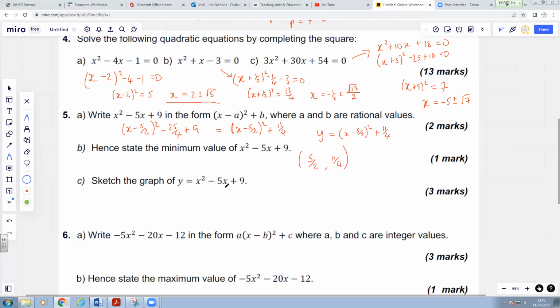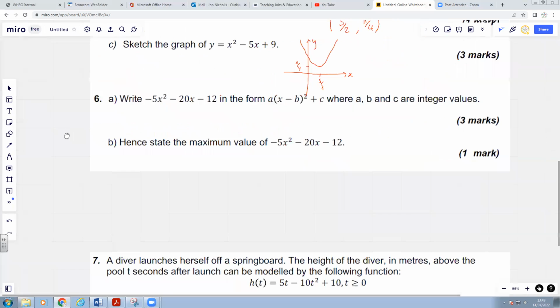Hope that makes sense. Sketch graph. So we know that the lowest point on this quadratic occurs at 5 over 2 on the x and 11 over 4 on the y. So it looks something like that. Quick sketch.